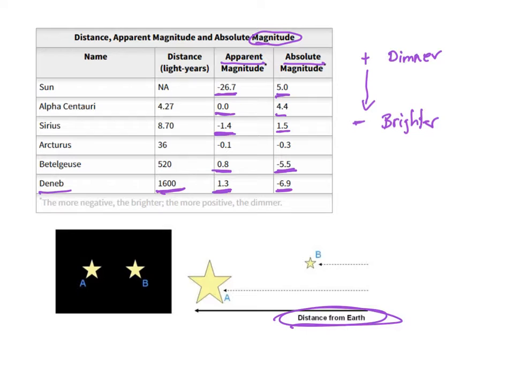So even though you can look in the night sky and see two stars that look to be about the same brightness, because their distance from Earth is going to vary, B is going to look a lot brighter because it's closer. A is going to look not quite so bright because it's so much further away. So when we talk about magnitude of stars, apparent is what we see, absolute is if we put them at a set distance. And it's important that we know the difference between those two types of magnitude.